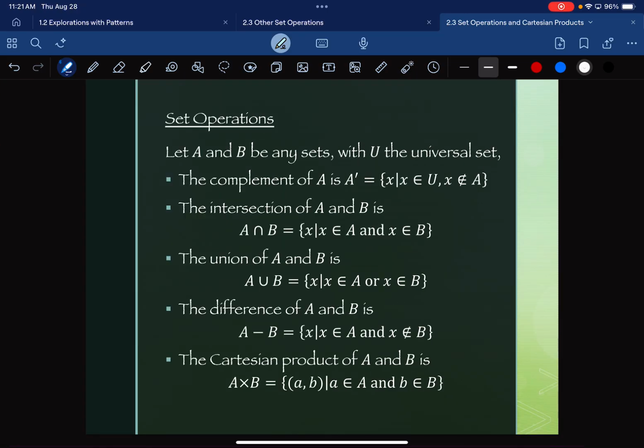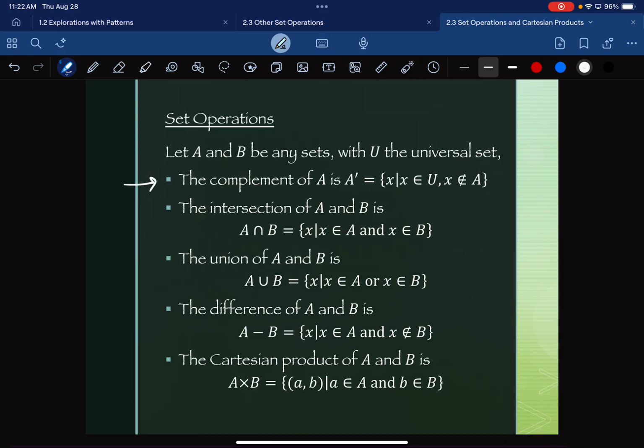So we already talked about all these. There's one on this list that's not in this section because we did it back in section 2.2. That's the complement, this one right here. If you remember, the complement is all the things that are in the universal set but not in set A. Okay, so that was in a previous set of notes. The rest of these are in this set of notes.